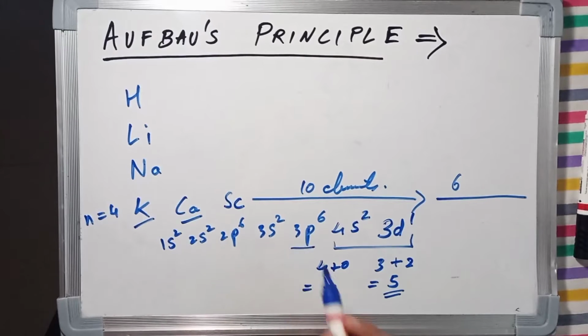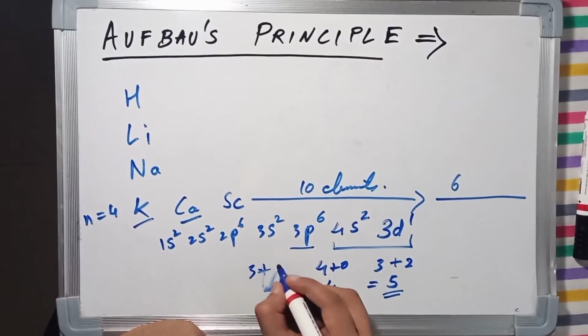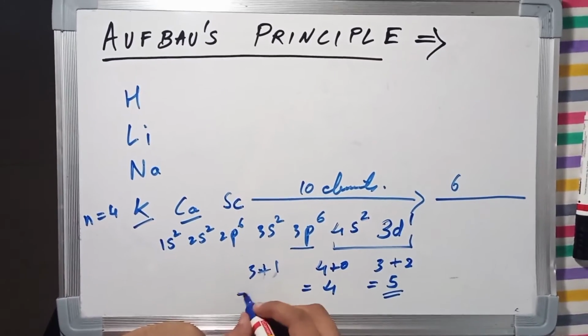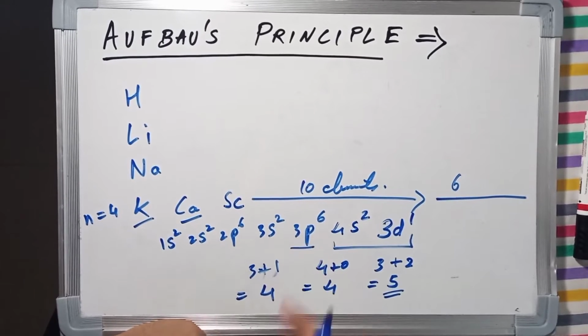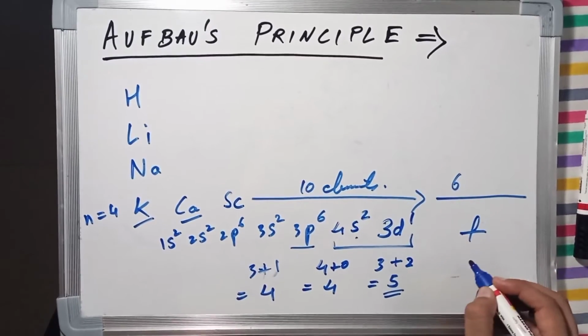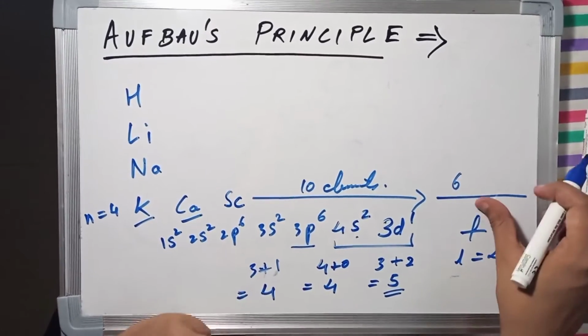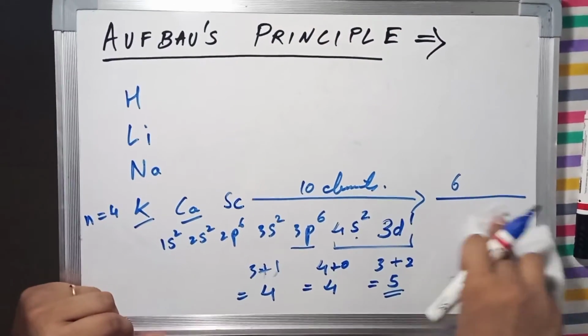If you want to calculate the n plus l value of the 3p subshell, it will be 3 plus 1, which equals 4, because the value of l for the p orbital is 1. For s it is 0, for d it is 2, and for f, as I've said, the value of l is 3. Oh god, my hands are getting spoiled.